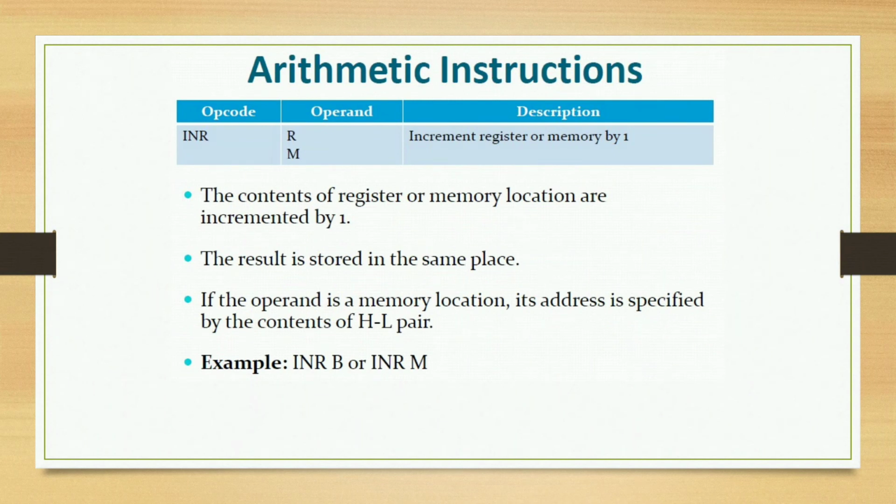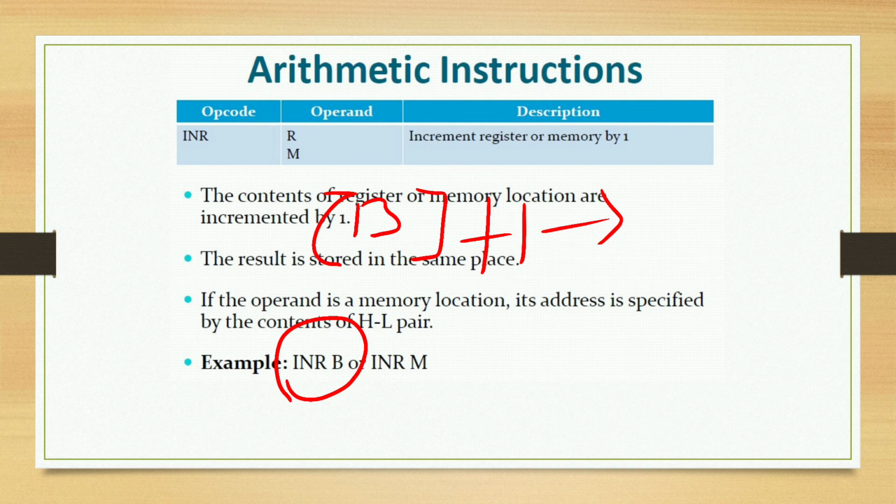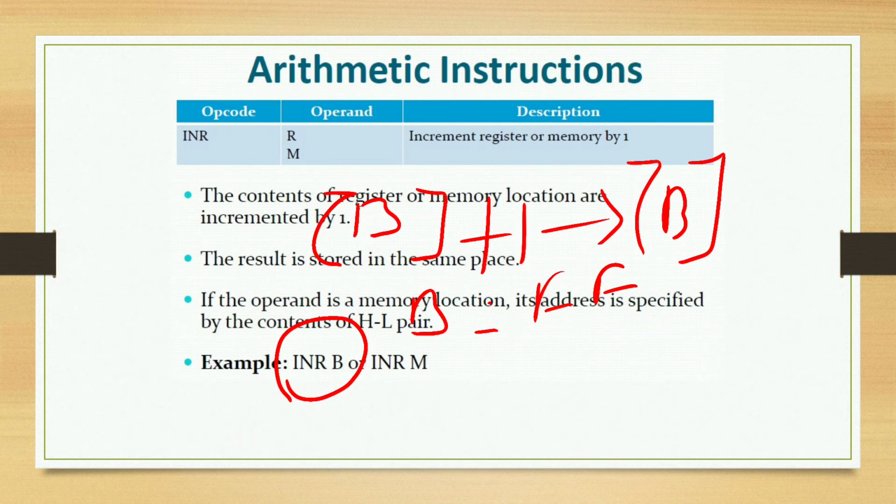INR R: according to this instruction, the content of register R is incremented by 1 and the result is stored in the register. Consider an example, increment B, meaning the content of B is incremented by 1 and the result is saved in the same register, that is B. Suppose B is having the number FFH; after being incremented by 1, the result is 00H.